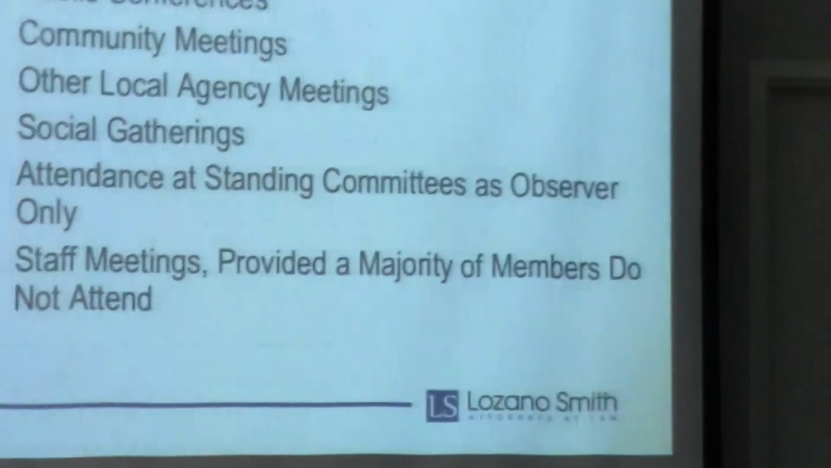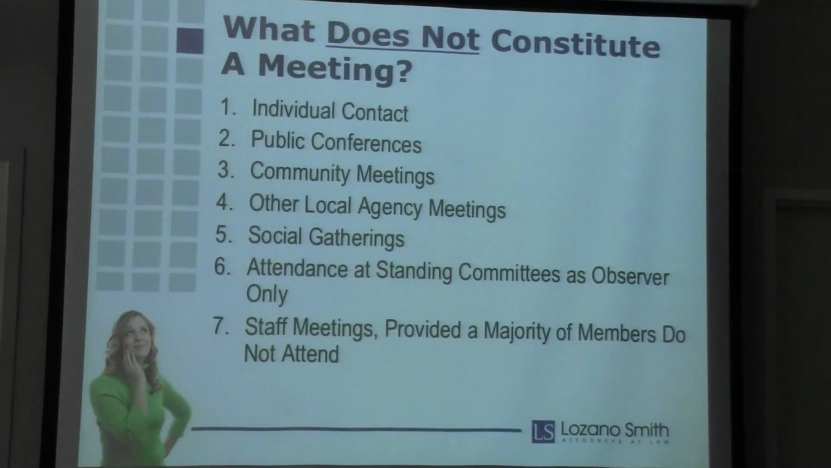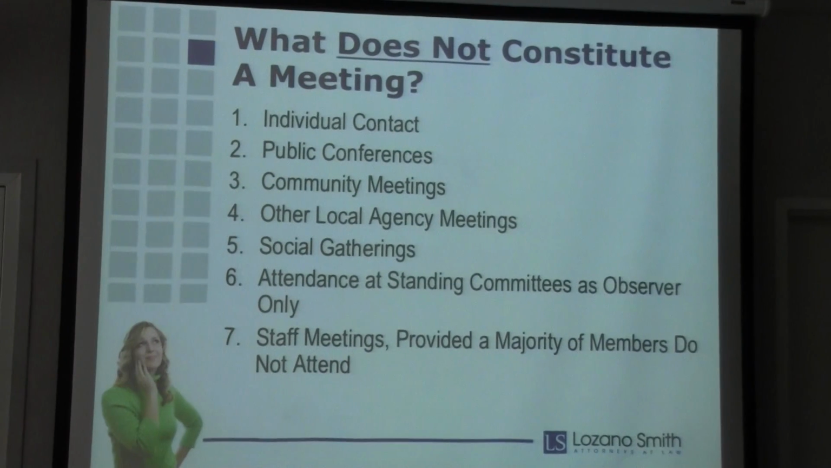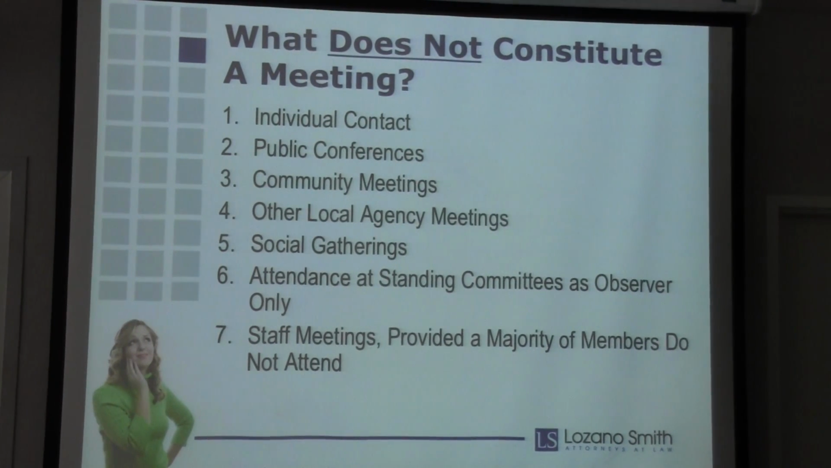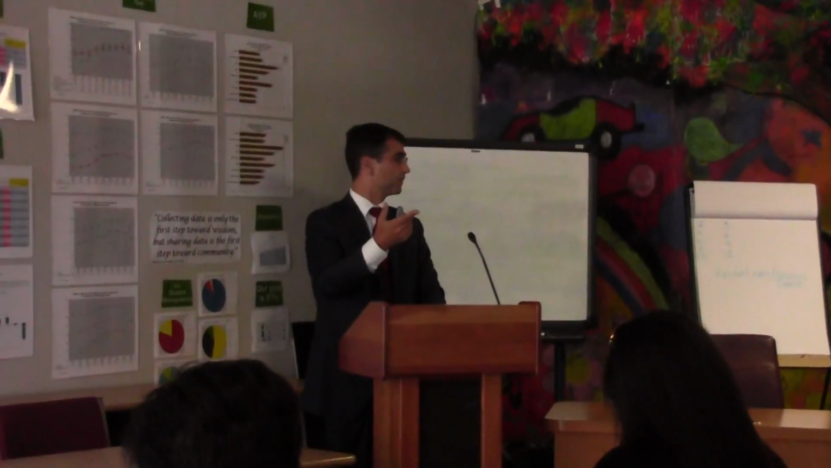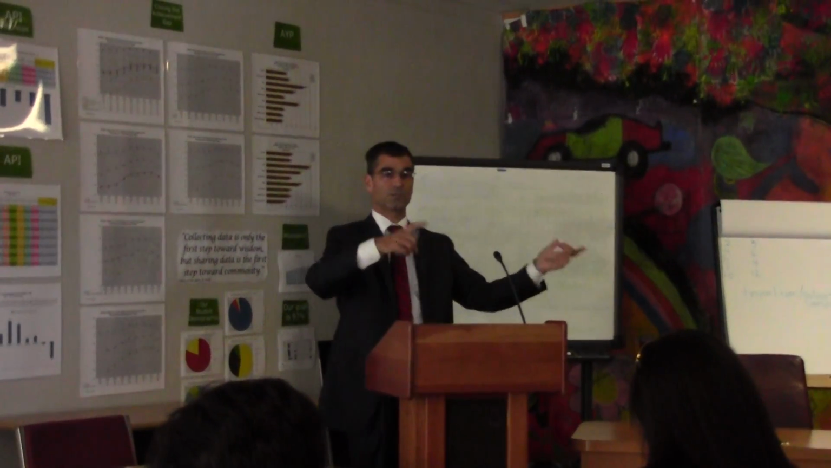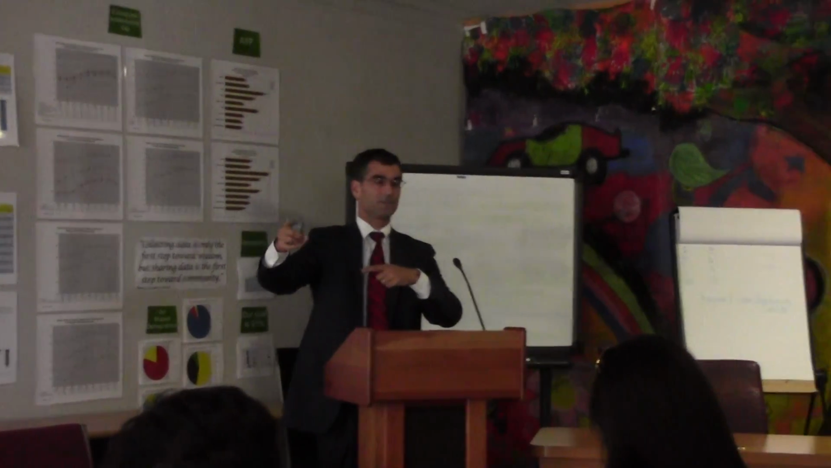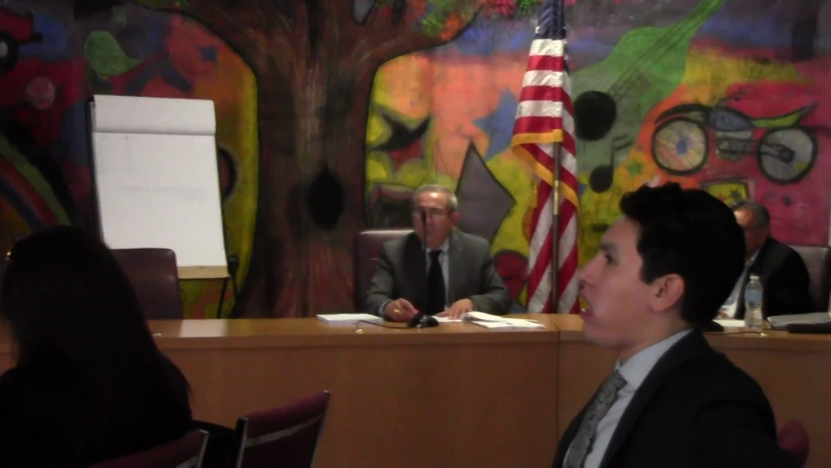So what is not a meeting? Individual contact. If a member of the public contacts an elected official and they want to know something from you, individual contact does not constitute a meeting. Public conferences, a perfect example here is CSBA every year, the California School Boards Association. Just going to that does not make a meeting, even if a quorum of the board goes. Other local agency meetings, a perfect example of that would be Salinas City. If 2 or 3 of this board went to a Salinas City council meeting, just the fact that you're there does not make it a school board meeting.